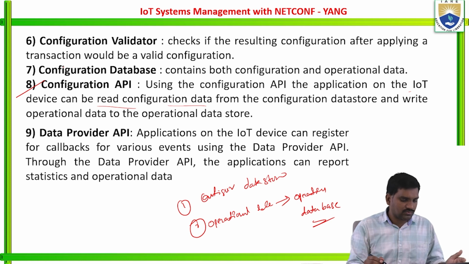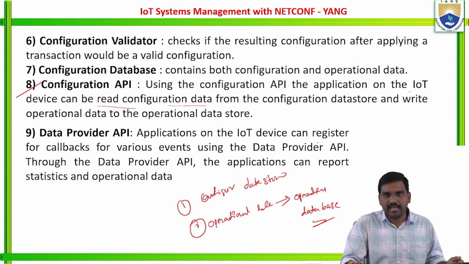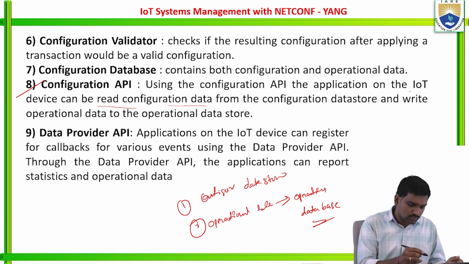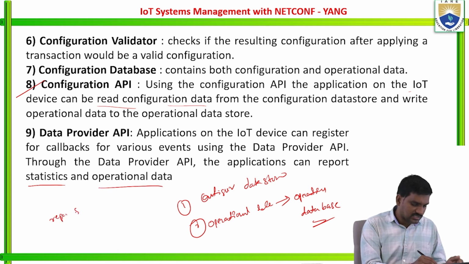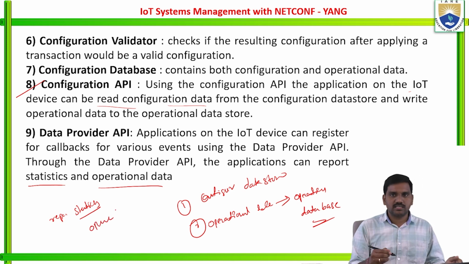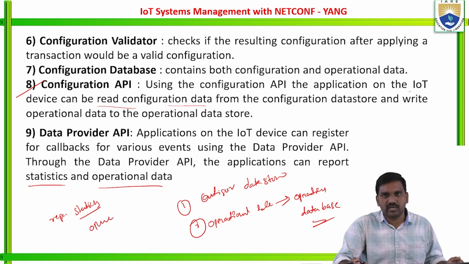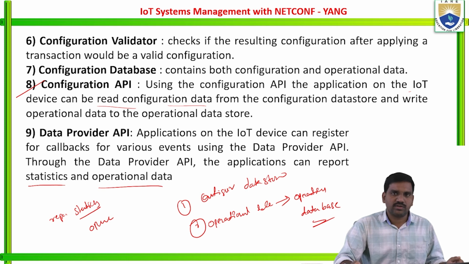Next, the last one, the data provider API. The applications on the IoT device can register for callbacks, in some cases for various events, through the data provider API. Through it, the applications can report statistics and operational data. It can do two things here: report statistics and report operational data. So these are the things that can be done by the data provider API for the IoT device management system.